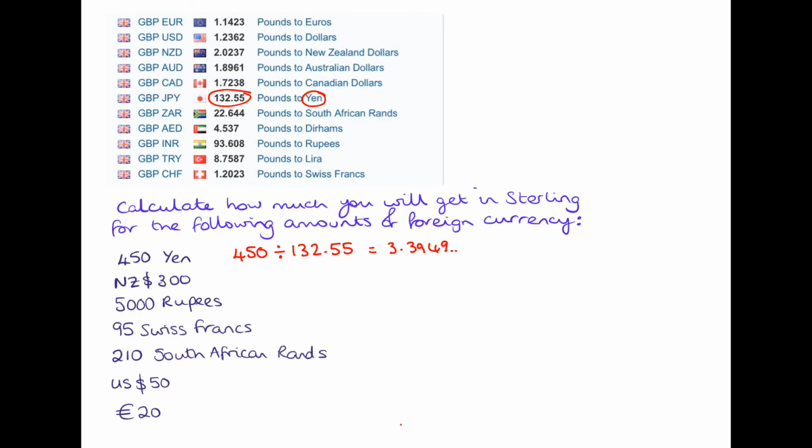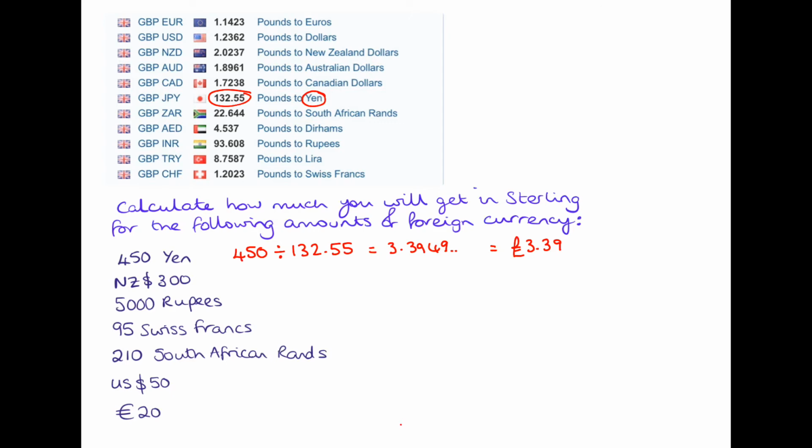Okay, but remember, when this is money, we're changing this back into sterling, so it's back into pounds. So we write that as a number of pounds. We need a pound sign and we need 2 decimal places. So it's the 4 telling us to leave the 9 as it is. So it's £3.39.